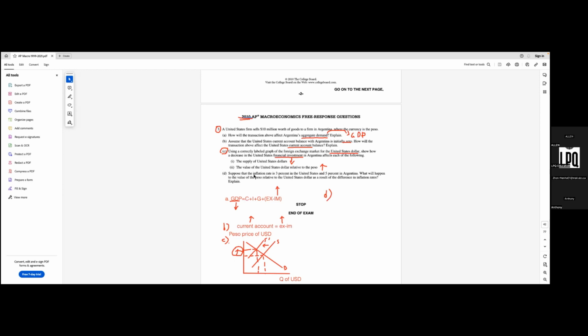So let's do question D. Suppose that the inflation rate is 3% in the US and 5% in Argentina. So Argentina's inflation rate is higher. What will happen to the value of the peso relative to the United States dollar? Now consumers, regardless of who you are, American or Argentinian, everybody wants to buy more things made in the US, because Argentina's inflation is very high. So goods and services made by Argentina increase in price by a lot. Value of the peso.